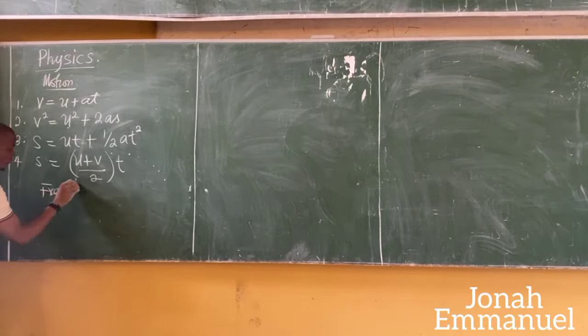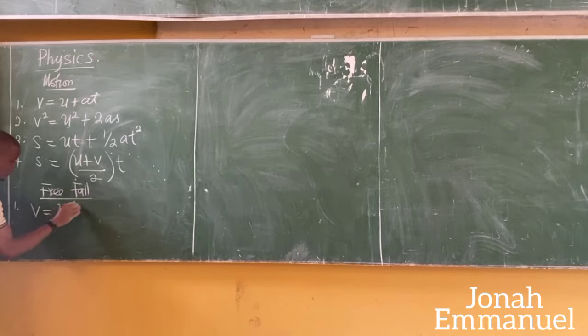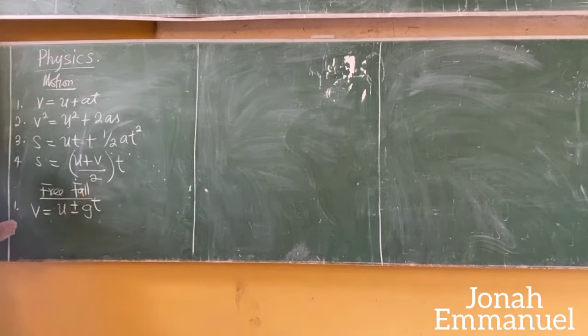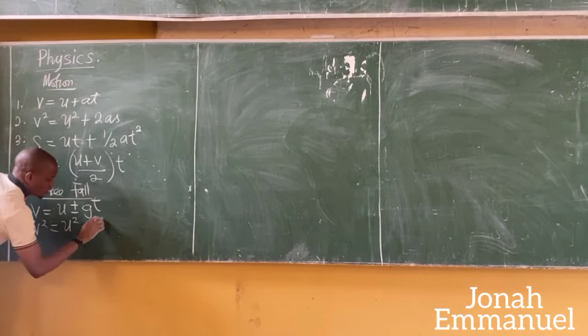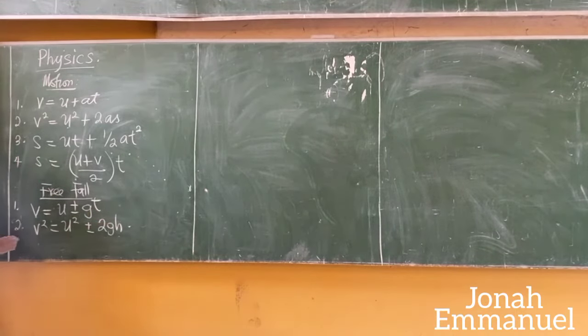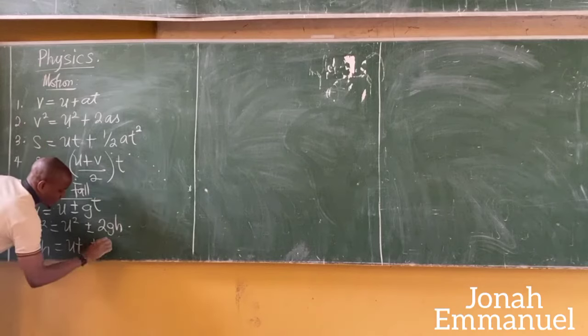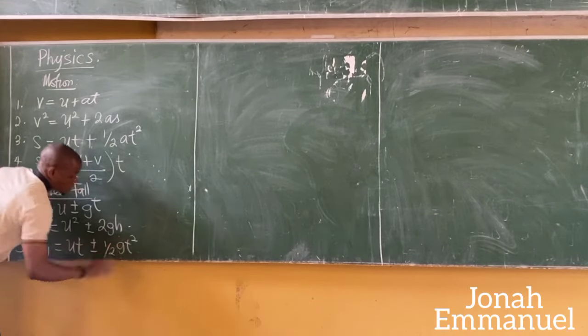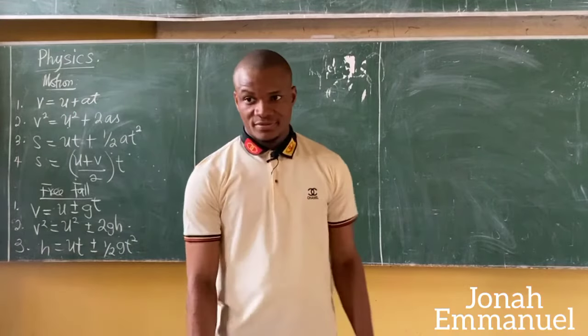For free fall, I have number one, V is equal to U plus or minus GT. Number two, V squared equals U squared plus or minus 2GH. Number three, H equals UT plus or minus half GT squared. So these are the three. Alright, we'll take some questions. Work together, please.